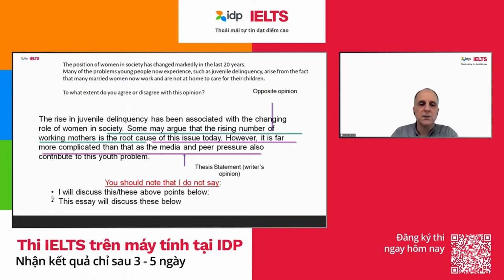You can say here, "I will discuss these below," or "This essay will discuss these below." It's not necessary to say these. It doesn't really say much. The examiner knows that you will be discussing these below. So it's fine to write this, but it's a few wasted words.